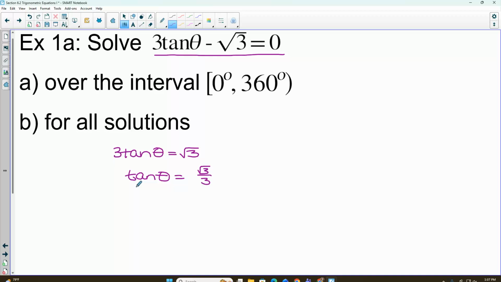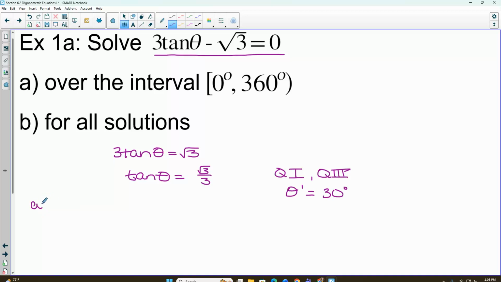This does not say tangent inverse, so I'm not limited on my answers. Now I'm thinking about regular tangent. In which quadrants is tangent positive? Reference angle. When is tangent radical 3 over 3? We are in degrees. 30, right? Radical 1 over radical 3.